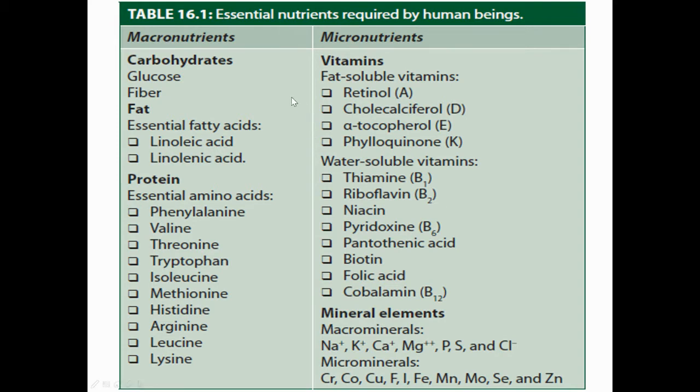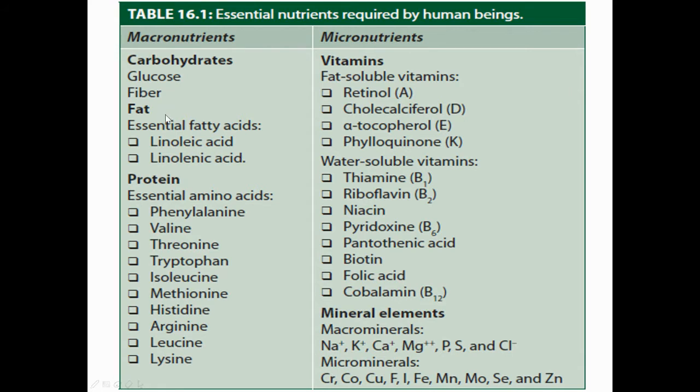Macronutrients, as I already explained, are taken in large quantity, and include carbohydrates, fats, and protein. Among the carbohydrates, the major things are number one glucose and number two fiber. The second important macronutrient is fat.